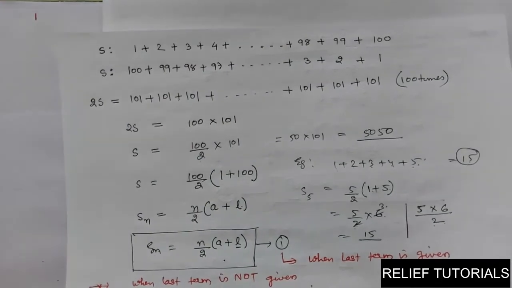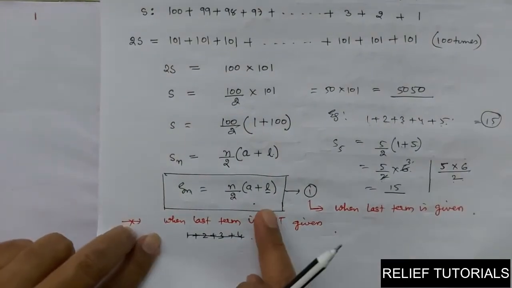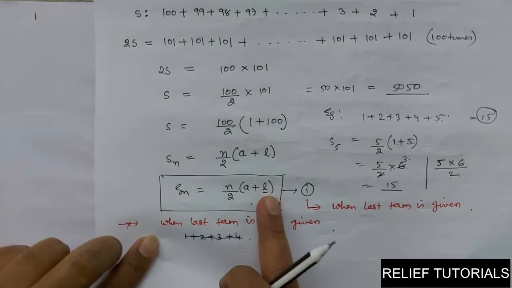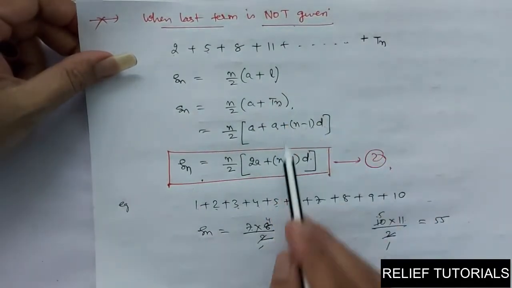So this formula we will use. So two formulas we have. We will use this formula when the last term is known. When the last term is given, we will use this formula. And when the last term is not given, we will use this formula.